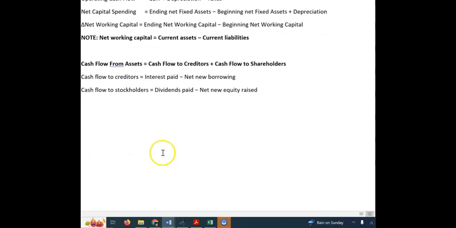Another way we can look at it is our cash flow from assets equals our cash flow to creditors plus cash flow to stockholders. So our cash flow to creditors is any interest we paid to our creditors minus any new borrowing.